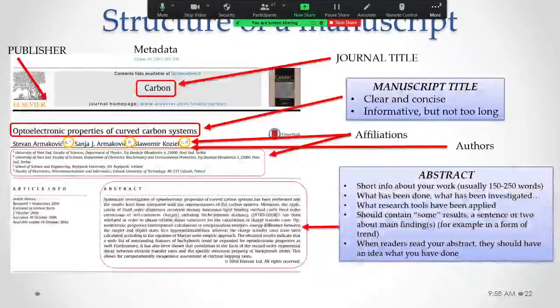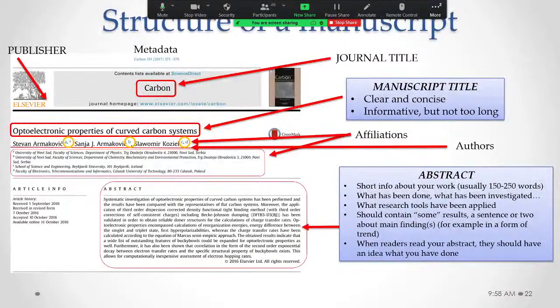Next, we come to the abstract. So the abstract contains short information about your work. Usually, it is limited by journals in the amount from 150 to 250 words, but it is not a strict rule. You should know that all of these elements are specific for each journal. So, in case of this journal, I think that there was a limitation that it had to have at least 150 words, and the top number of words was 250.